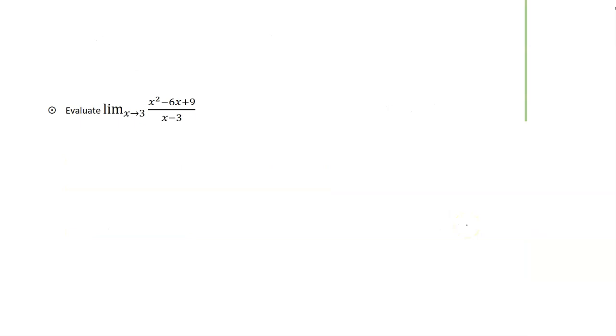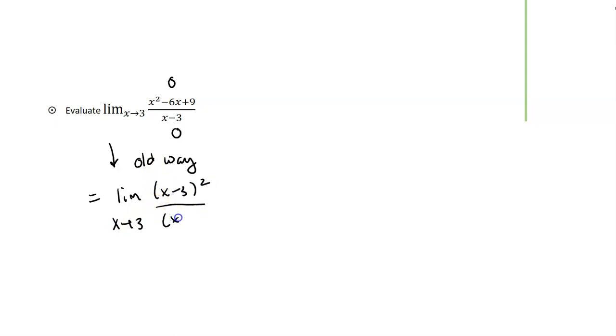One of the cool things about L'Hopital's rule is that it can be used on any limit that is going to end up being an indeterminate form. So one like this, if I were to plug in a 3, I would get 9 minus 18 plus 9, which is 0 over 0. So you have to do something. And the old way we would have approached this would be to factor and cancel. The limit as x approaches 3 of this factors to be x minus 3 squared over x minus 3, and then you cancel.